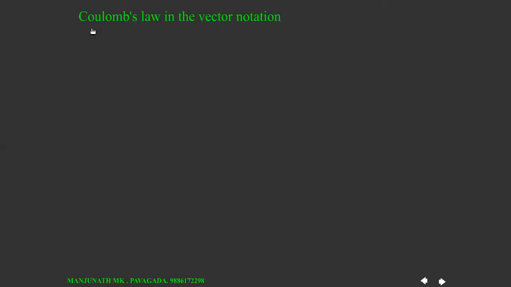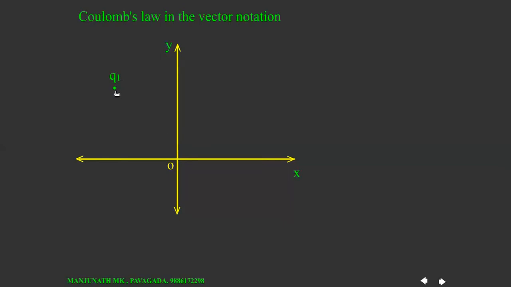Now let us discuss Coulomb's law in vector notation or vector form. Let us consider a coordinate system. This is the x-axis, this is the y-axis, and this is the origin. Let q1 be the charge at this point, and this is the position vector r1. q2 is the charge at this point, its position vector is r2.